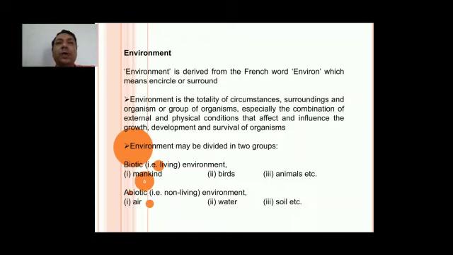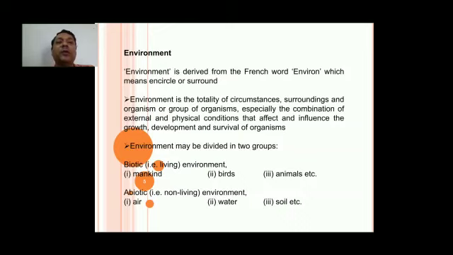Now comes the environment. Environment is derived from the French word environ, which means encircle or surround. Environment is the totality of circumstances, surroundings of an organism or group of organisms, especially the combination of external and physical conditions that affect and influence the growth, development, and survival of organisms.